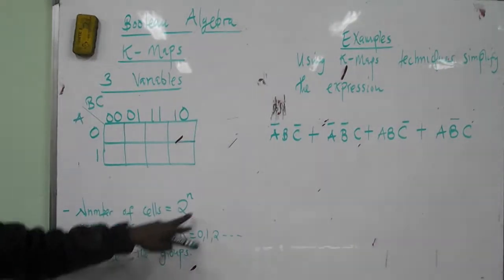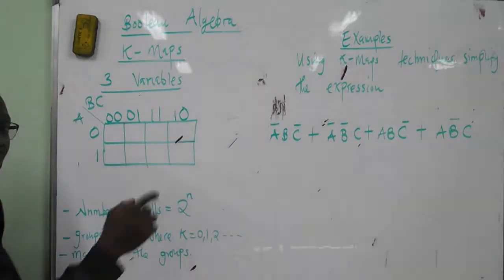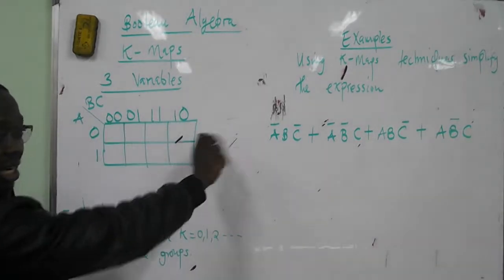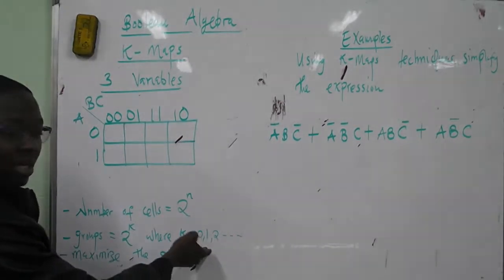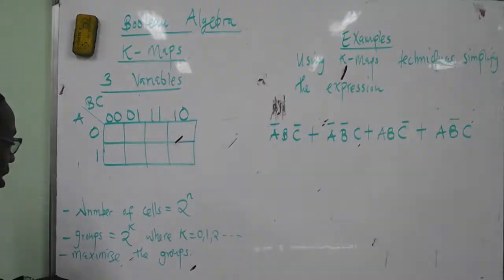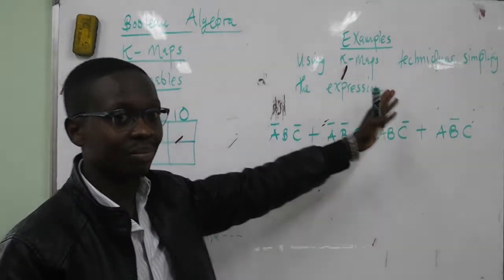Number of cells is given by that. These cells are 8 because it was 3 input. 2 to the power 3 is 8. That's why we have 8 cells. Then the groups, it's 2 to the power k, where k starts from 0 all the way. And then you need to maximize the groups. That's it. Let's look at an example.